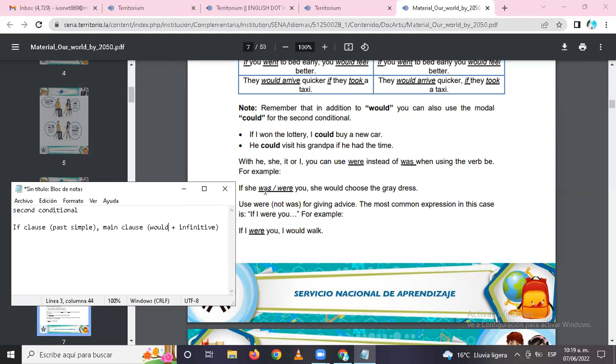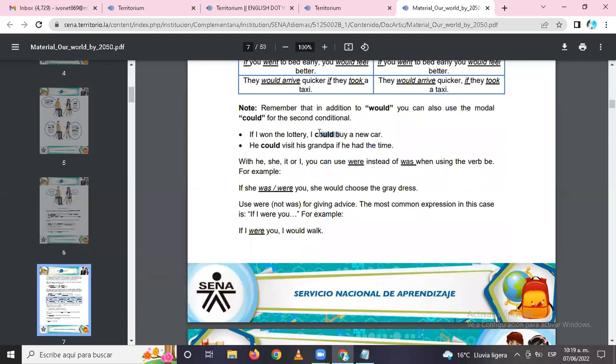Y la diferencia, ¿cierto? Se ve, o sea, si me gano la lotería, podría comprarme un carro, pero no estoy diciendo me compraría el carro, ¿cierto? Podría hacerlo y con would sería me lo compraría, o sea, pasa a ser real si se cumple esta condición. He could visit his grandpa if he had the time.